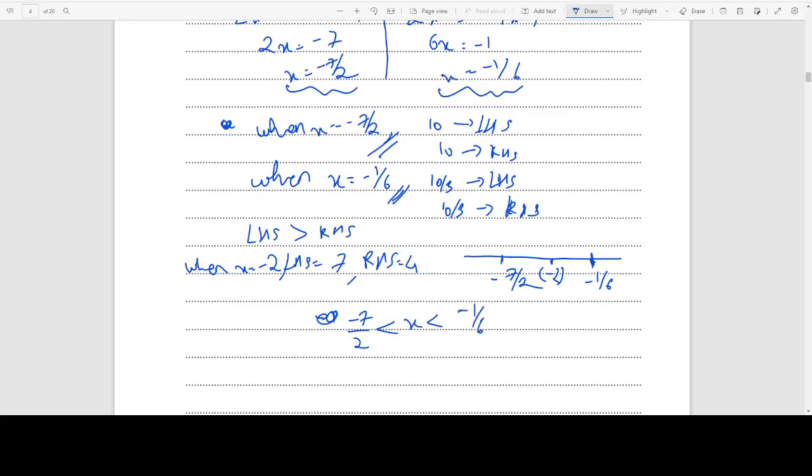Okay, so I hope you guys understood this. We just find the endpoints first, which are −7/2 and −1/6, and we check for random values either before −7/2, after −1/6, or in between those. So I just took a random value in between. If you take any random value less than −7/2, or after −1/6, you'll get LHS less than RHS. It just won't satisfy the condition of LHS being greater than RHS.